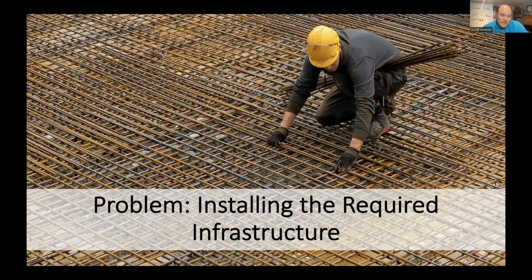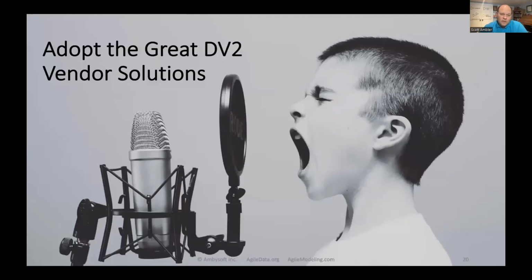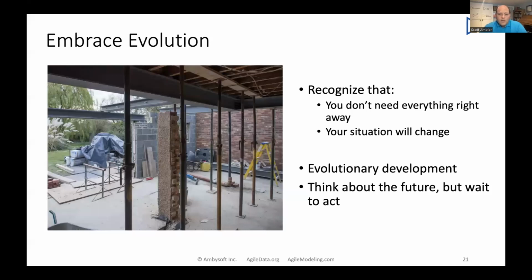But say we're at the beginning. Say this is the first release of a data warehouse. Well, we've got a challenge here, right? How do we get the infrastructure in place? Well, one of the things I want to observe is that there are a lot of great DV2 vendor solutions out there. So leverage them. Yeah, you've got to spend a little time doing proofs of concept and stuff like that, but you don't need to reinvent the wheel. One of the incredibly great things about the DV2 space is that many vendors have gotten behind it and are producing great tools to implement it. So leverage them. Also embrace evolution.